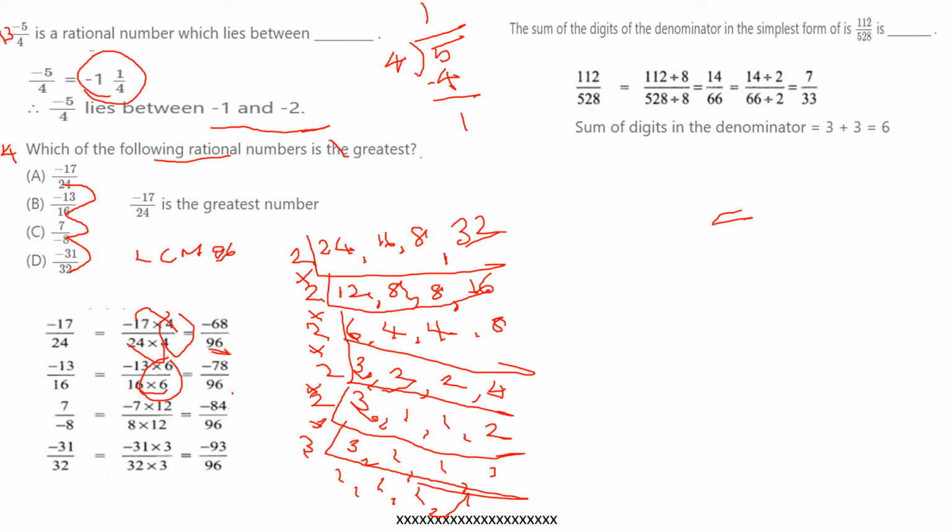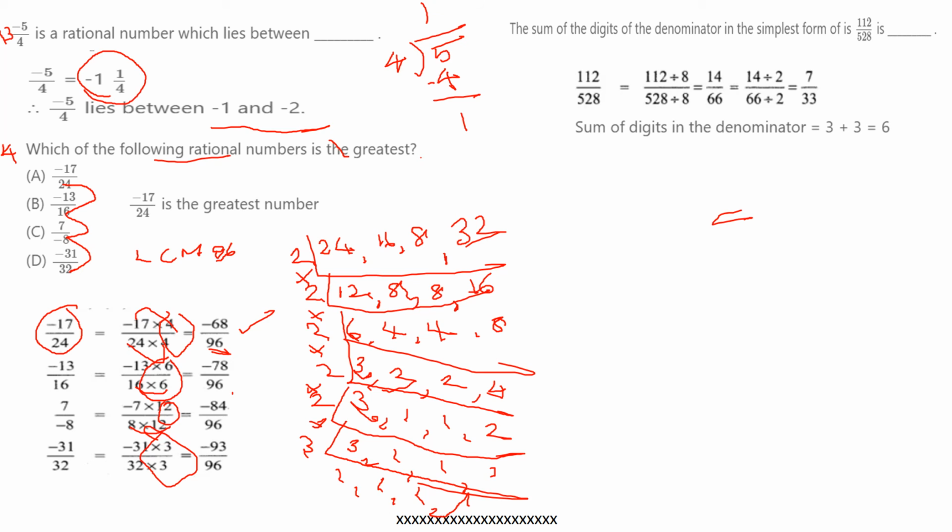Next, 7 by minus 8, 8 12s are 96. So, 12 by 12. So, minus 7 into 12, minus 84. Next, minus 31 by 32, 32 into 3 is 96. So, 3 by 3. Minus 93 by 96. In these, the greatest number is minus 68 by 96. Therefore, minus 17 by 24 is the answer.